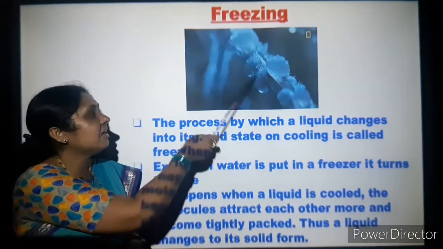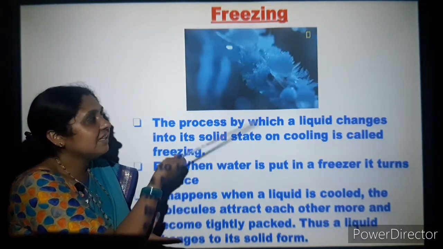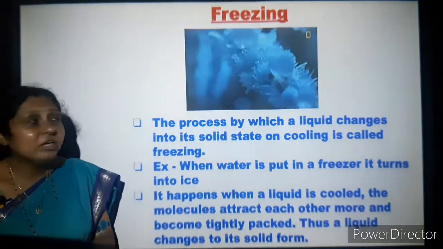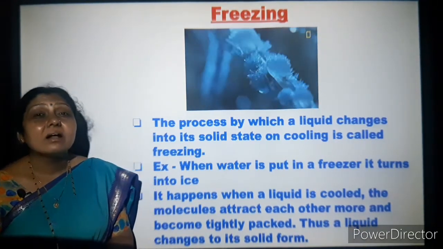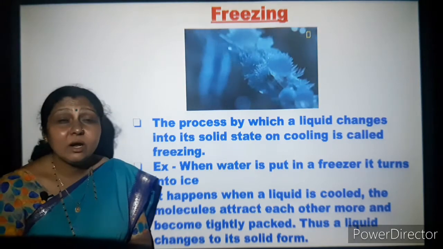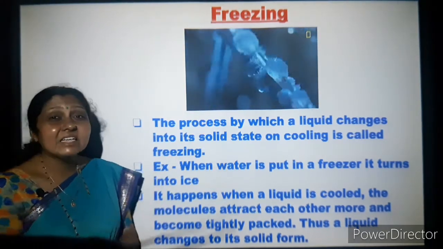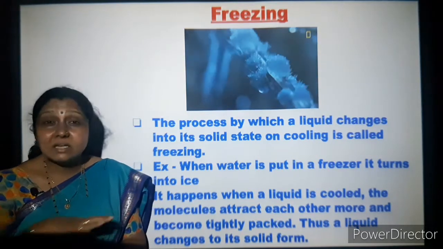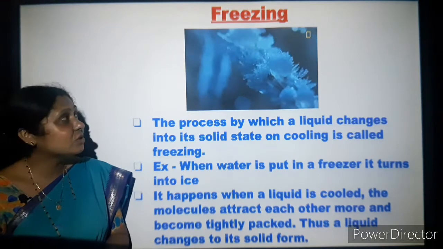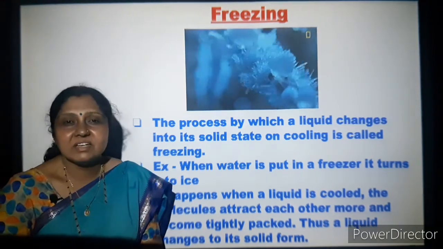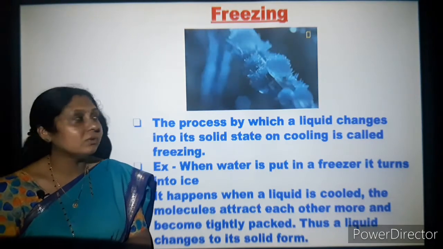So, this is a picture, and this type of process you might have also seen in your surroundings, especially where the weather is very cold. You can see ice form on the trees or even on the ground, everywhere. That is also called freezing, especially at the poles, the North Pole or the South Pole.